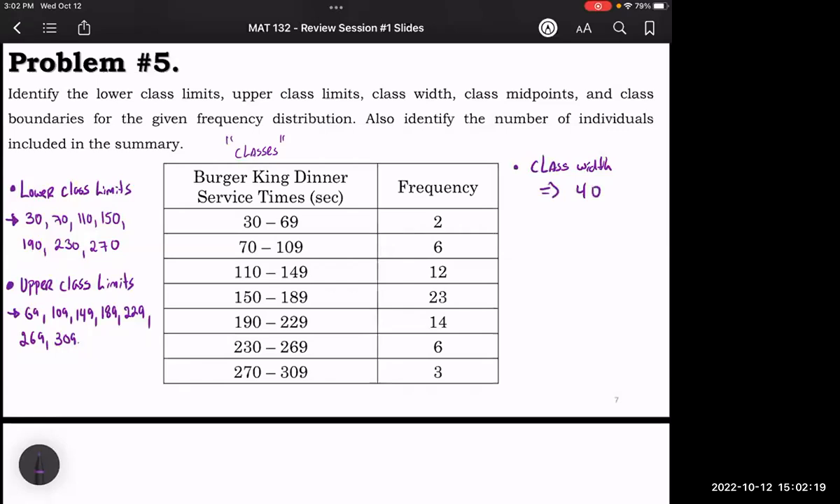The way that we actually compute 40, you don't take the difference between the lower class limit and upper class limit from a particular class. Instead, the way that this is done, I'll write it in red: you subtract any 2 consecutive lower class limits.